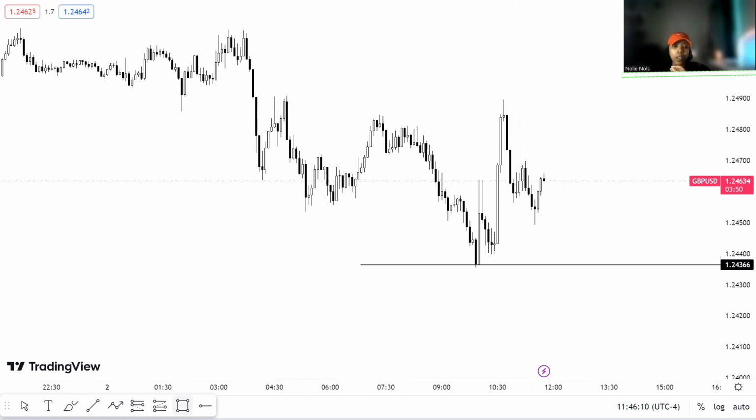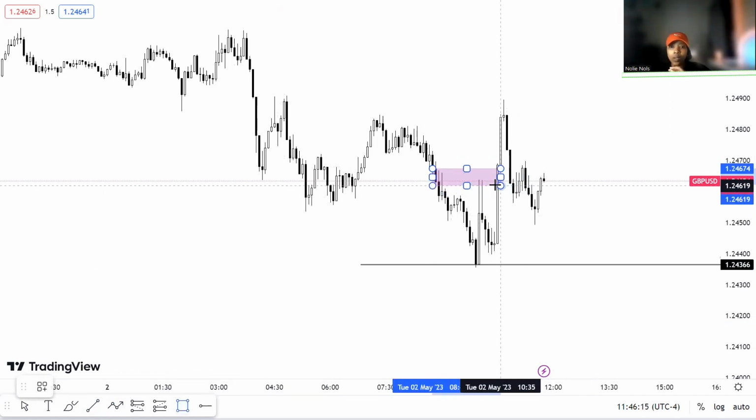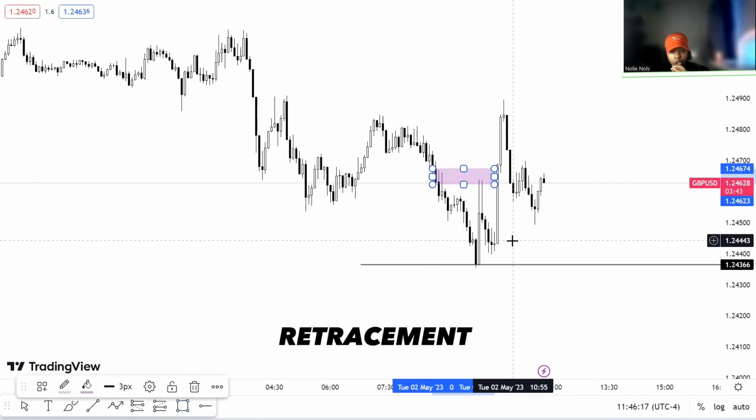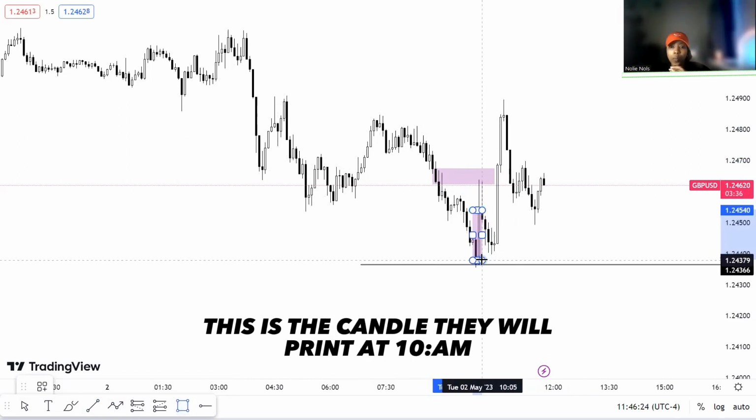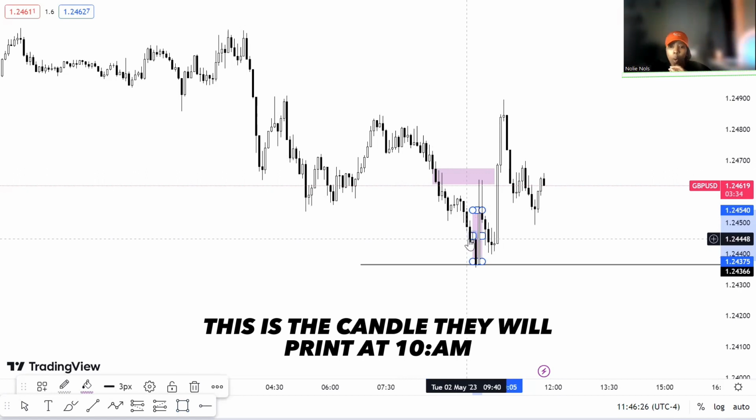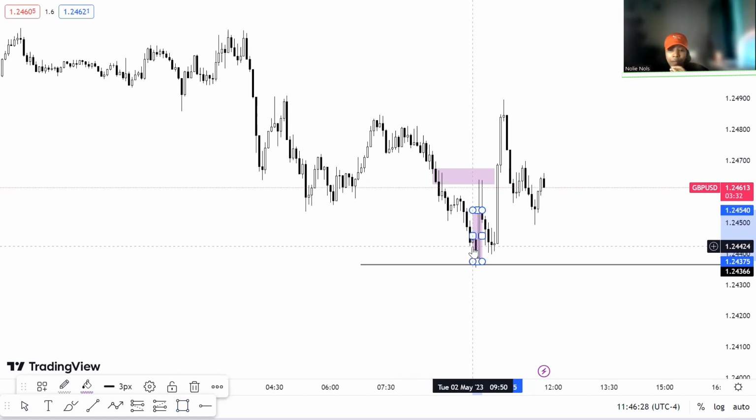Okay? Because it will first come to the second candle, the fair value gap. That would be your retracement, right? And then when you wait on this candle, this is the candle they will print at 10 or 9:45. That's why I'm saying 9:45, 9:30, you need to look at price. You're not trading, you are looking at the price. This happens every day, right? But if it does not happen every day, it's okay. What we do is we look for a next opportunity.